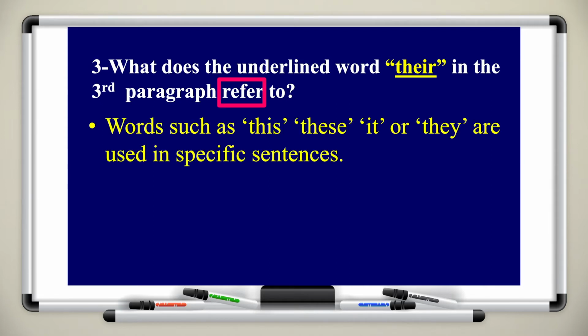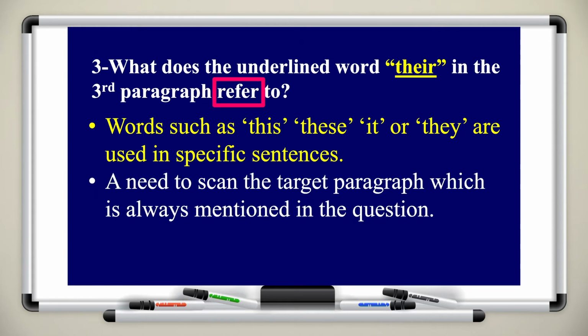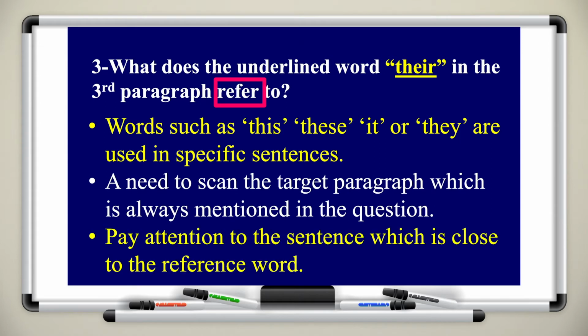Words such as this, these, it, or they are used in specific sentences. You need to scan the targeted paragraph, which is always mentioned in the question. And here it's the third paragraph. Pay attention to the sentence which is closer to the reference word.